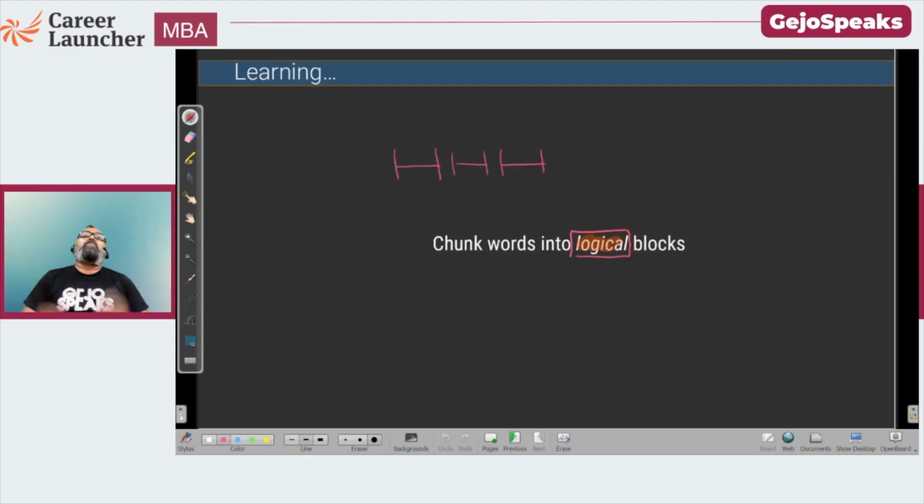Chunk words into logical blocks. Every time you finish solving a reading comprehension passage, you might not be able to do it at the get-go. But once you finish the logical reasoning passage, you come back and look at the same passage. Sometimes we end up getting bogged down by some part which is probably not very important to understand the story. Therefore, after every reading comprehension passage that you do, post the test, go back and look at a thorough analysis of the passage. You learn more.